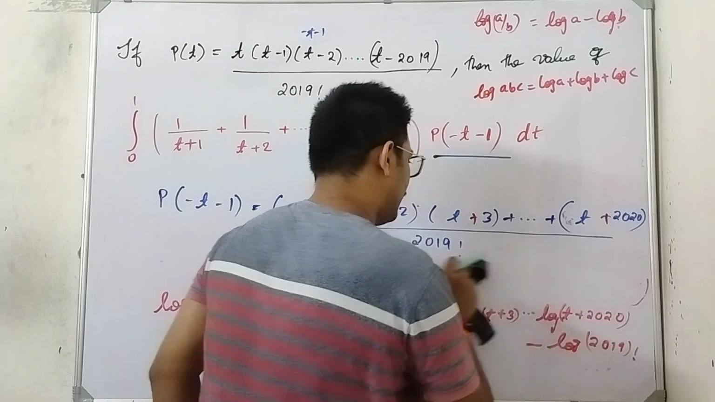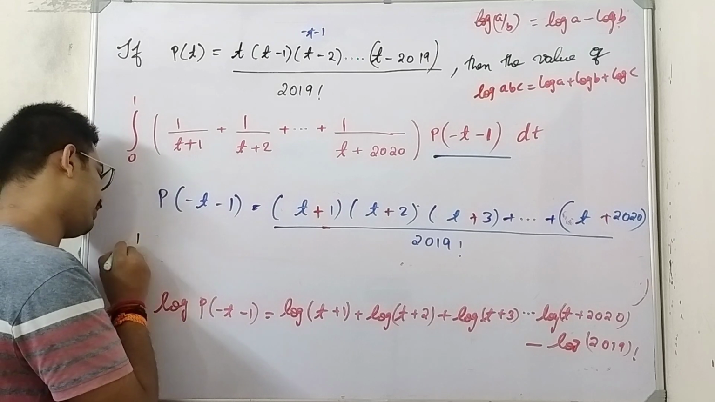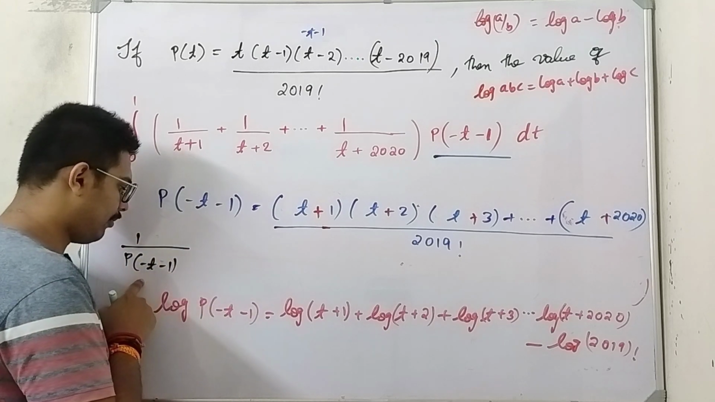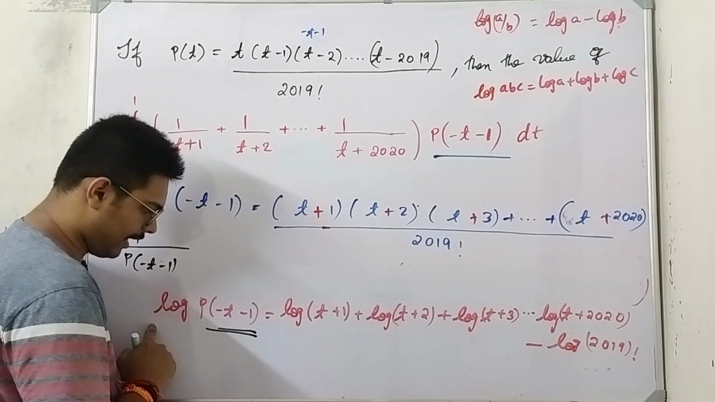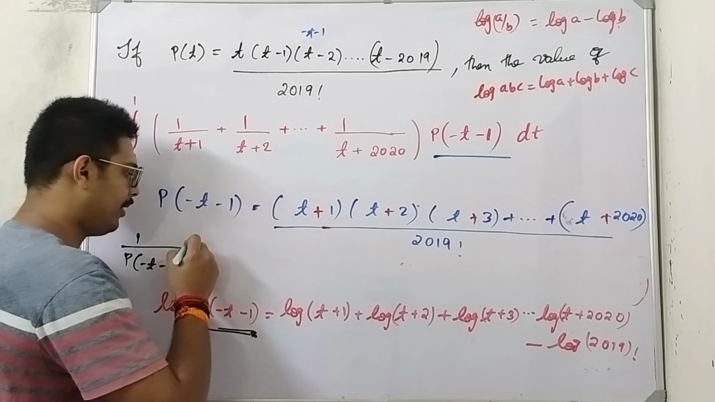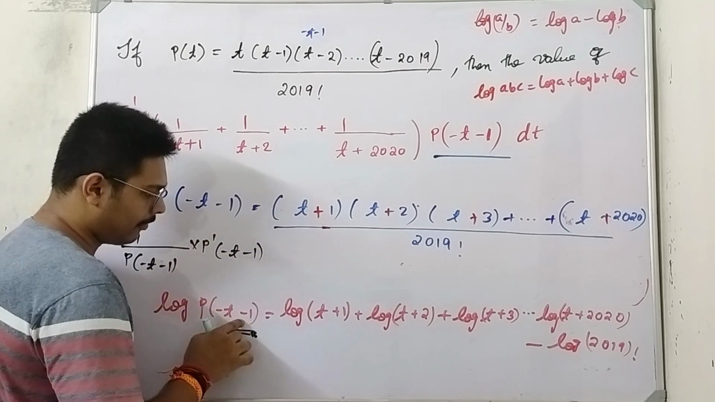Now, let us differentiate. What is the derivative of this quantity? It is of the form log x. The derivative of log x will be 1 by x, P of minus t minus 1. And what is the derivative of P? The inside term, according to chain rule, we need to take the derivative. Now we need to take the derivative of this quantity, which will be P dash of minus t minus 1. And what is the derivative of minus t minus 1?